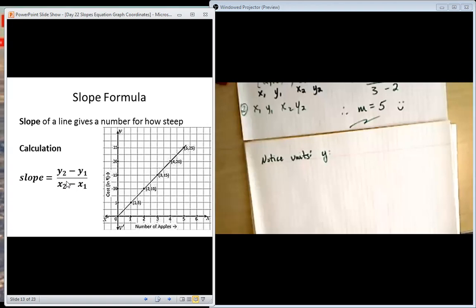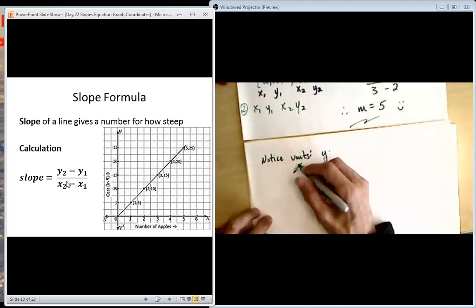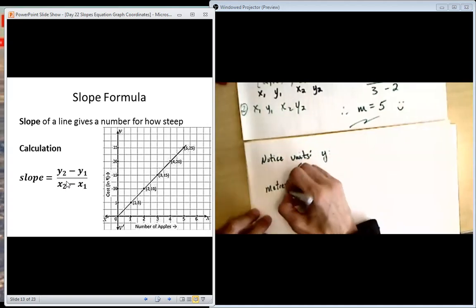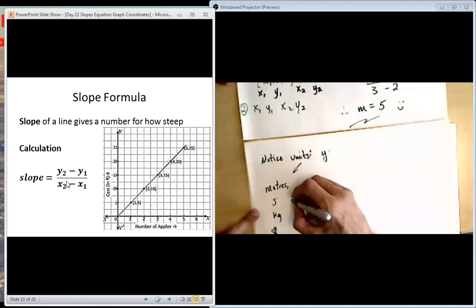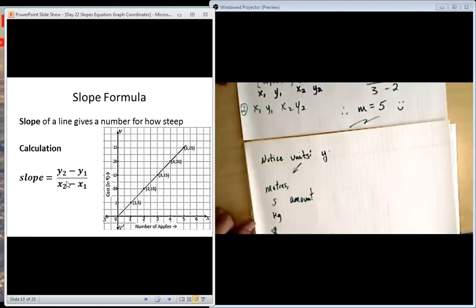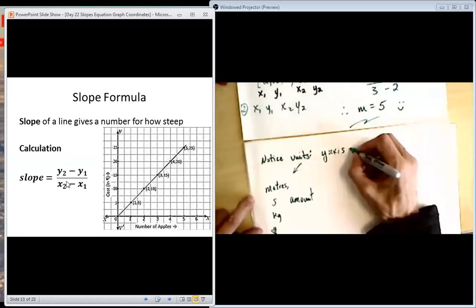Oh, no, the units are. So units, this is more like science in a way. Meters, seconds, kilograms, dollars, amounts, 10 apples, for example, right? So for the Y axis, what are the units for the Y axis that are there?